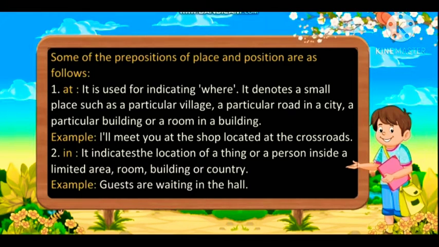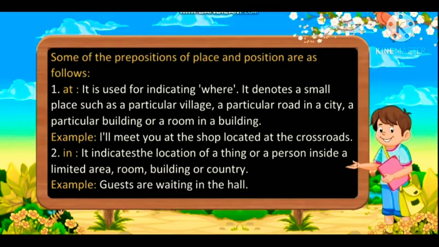At. Now we will know all the uses of these prepositions individually. First is at. It is used for indicating where. It denotes a small place such as a particular village, a particular road in a city, a particular building, or a room in a building. Example, I'll meet you at the shop located at the crossroads. So you can see it is used for a particular location, a particular road, or a particular place.